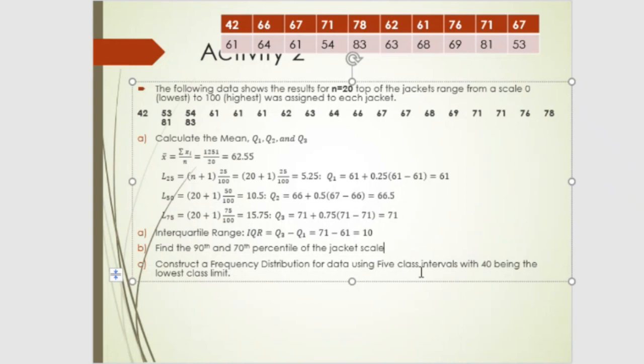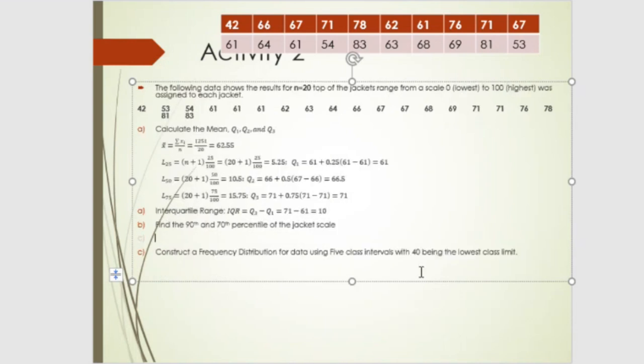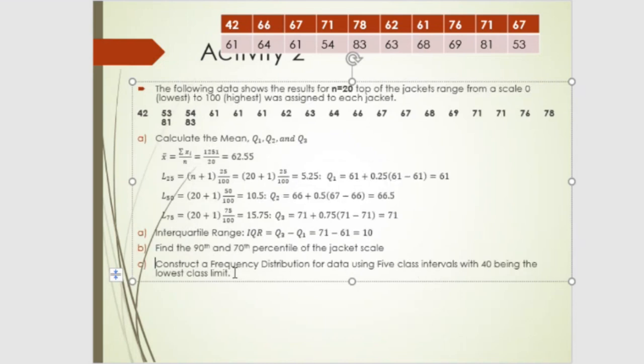Find the 90th and 70th percentile of the jacket scale. You have done even this one? Can I skip this one and then we do the frequency distribution?